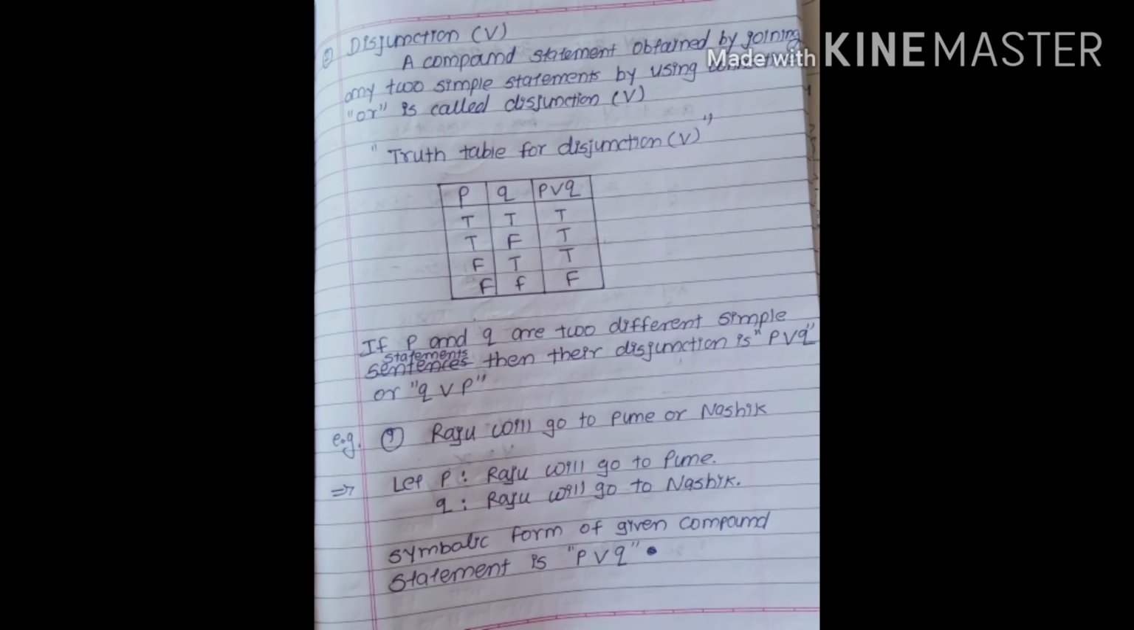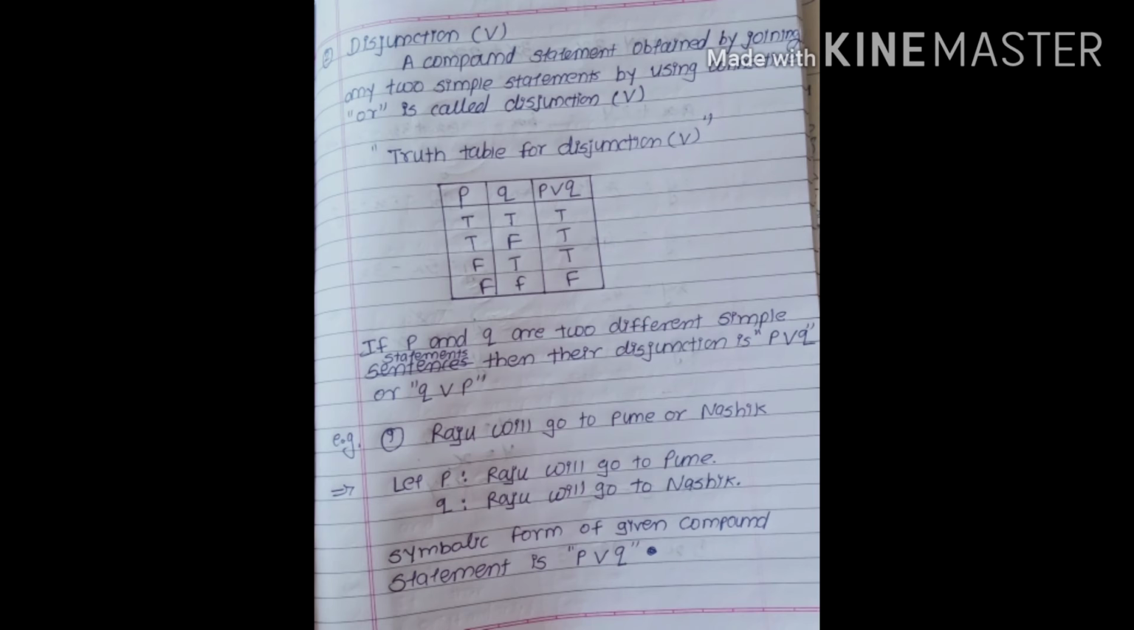If P and Q are two different simple statements, then their disjunction is P or Q, or we can write it like this, Q or P. Let us see one example. Raju will go to Pune or Nasik. To find the symbolic form of the above statement, let us consider P: Raju will go to Pune, Q: Raju will go to Nasik. Hence, the symbolic form of the above statement is P or Q.